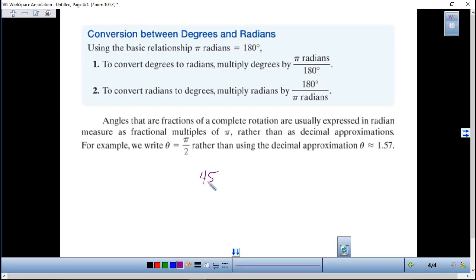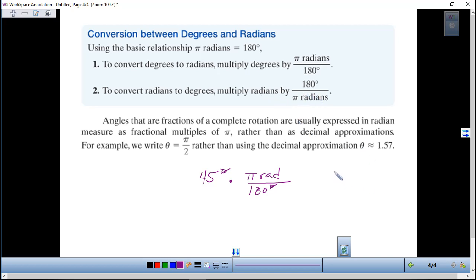If we have 45 degrees, we're going to multiply that times pi radians over 180 degrees, and what do you notice about the degrees? Well, if we multiply, or if we divide by degrees, they're going to cancel out. And that's the thing with this. And then to convert radians to degrees, we're going to multiply our radian measure by 180 degrees over pi radians.